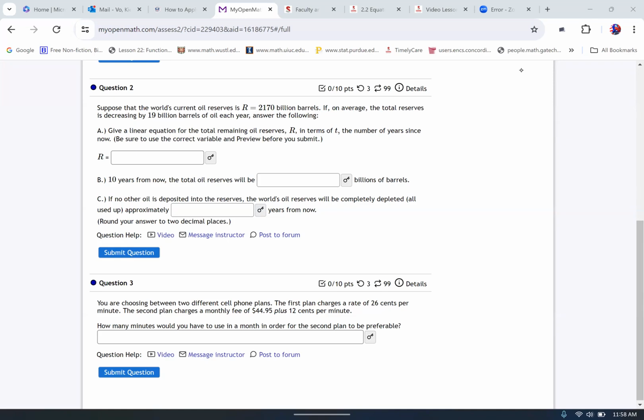Okay, so in this question, we're given the rate at which the total reserve is decreasing. So it's decreasing at a rate of 19 billion barrels of oil per year. And T represents the number of years. So when you're given the rate of change of the oil reserve per year, this is actually the slope of the function. Let me try to annotate on this.